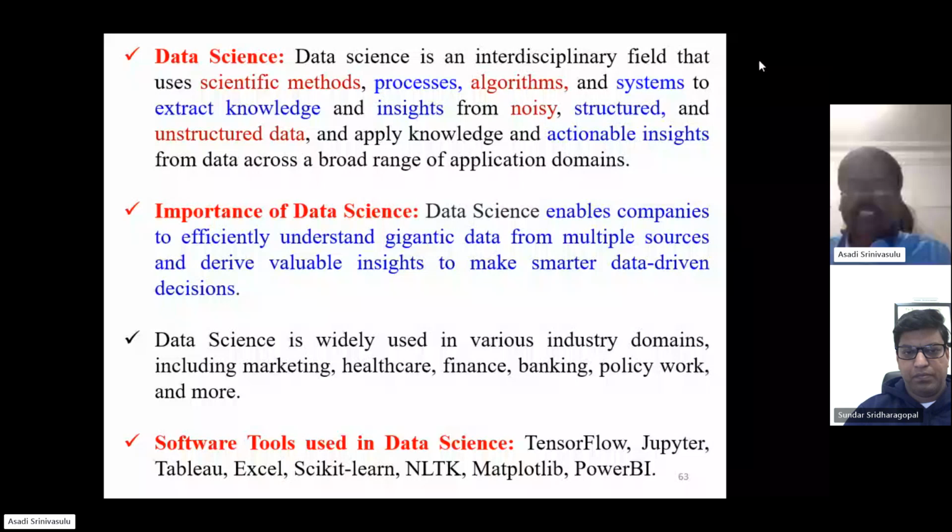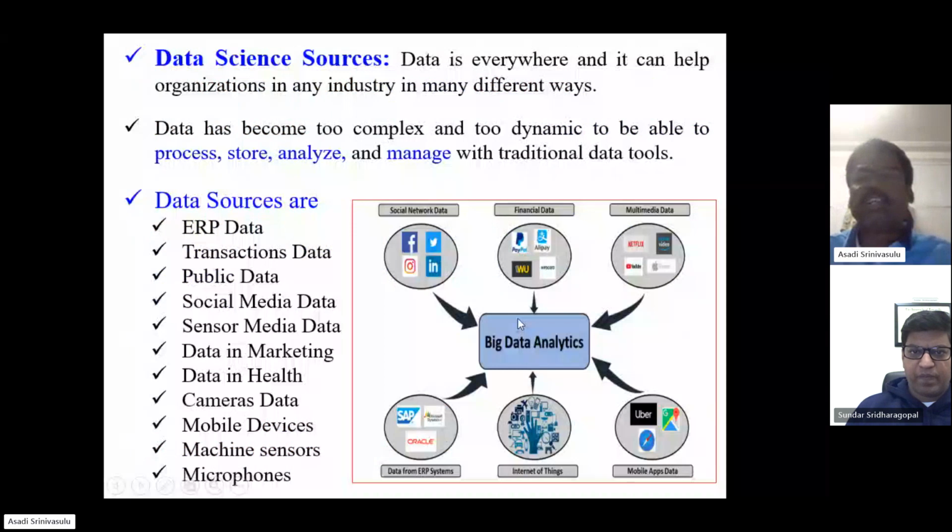Now you can see data science is present everywhere, and many organizations in industry are using it in many different ways. Data has become too complex nowadays because in a mobile itself we are generating 2 GB of data per day, like audio, video, text, graphics, animation, etc. And we are processing, storing, analyzing, and finally managing the data with the traditional data tools.